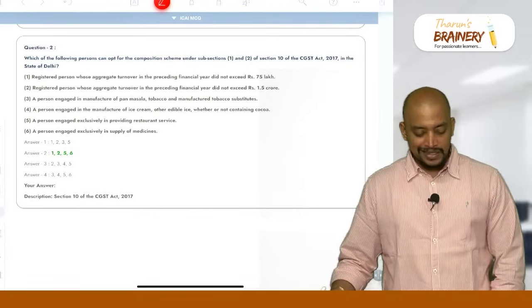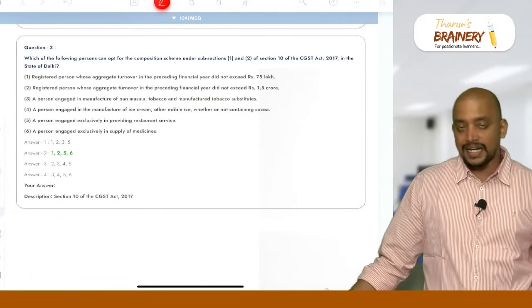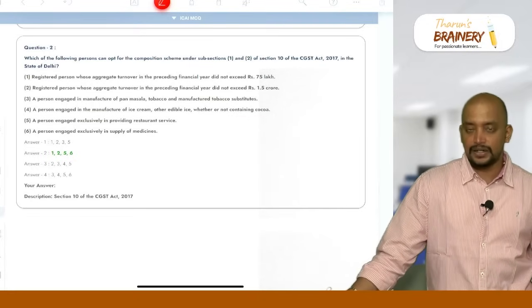Which of the following persons can opt for composition scheme under 10(1) in the state of Delhi? Delhi means 150 lakhs is the limit.